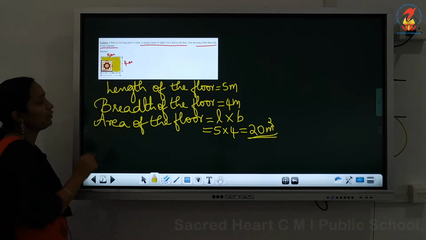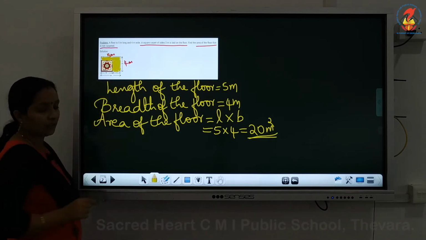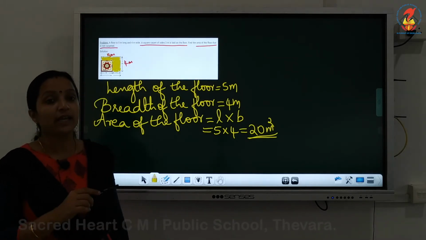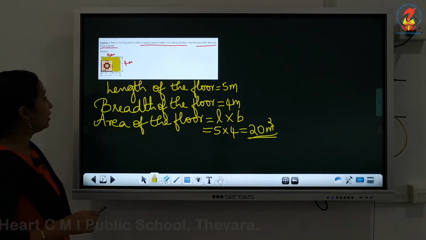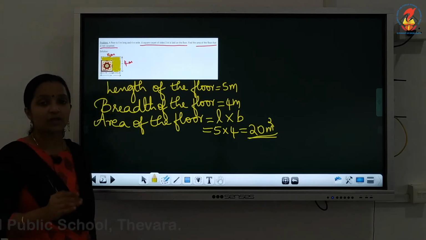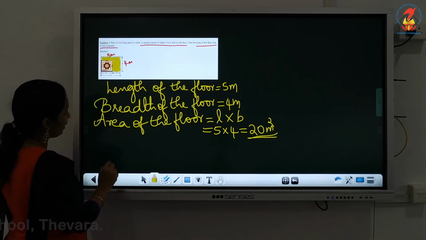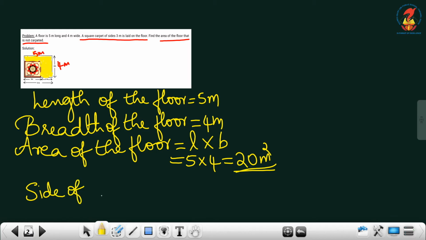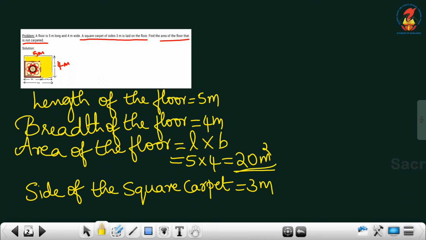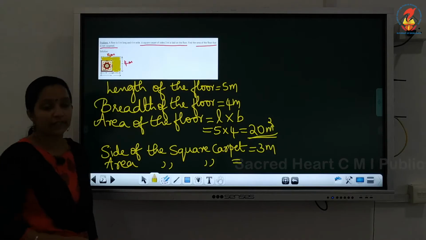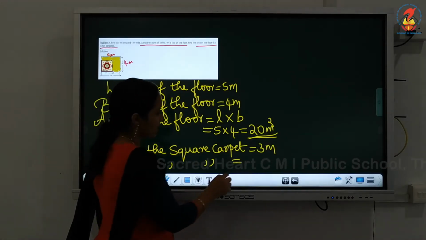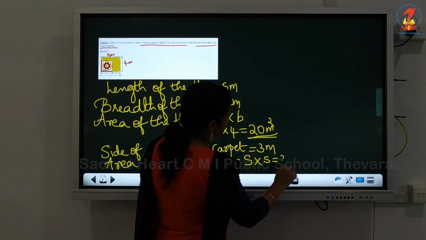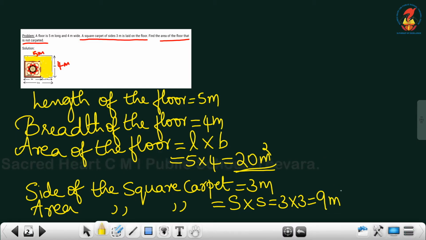For finding the area of this shaded portion, first we find out the area of the floor. Next we have to find the area of the square carpet. Then only we can say that this much portion is already covered by the square carpet. So how will we find the area of the square carpet? Side of the square carpet is given. What is the side? Side of the square carpet is equal to 3 meter. And what is the formula for finding the area of a square? Side into side. That means 3 into 3. What is the answer? 9 meter square.